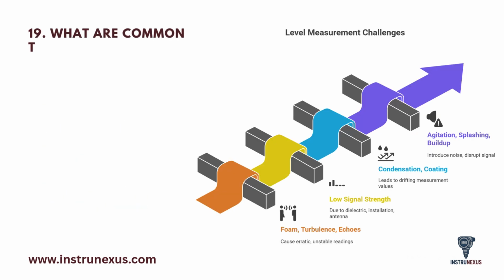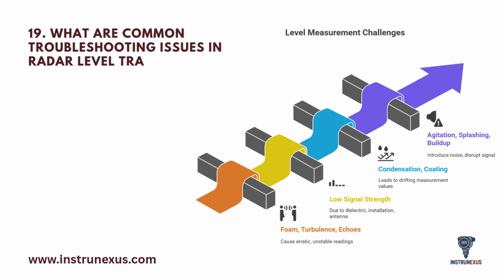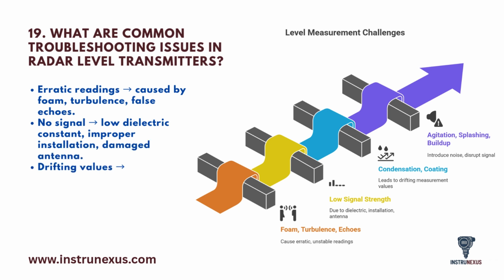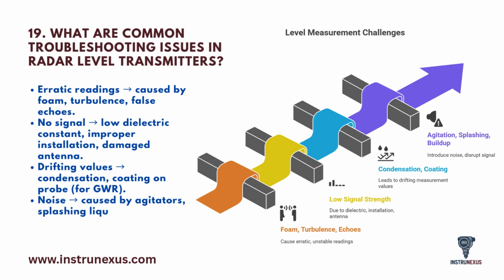What are common troubleshooting issues in radar level transmitters? Erratic readings caused by foam, turbulence, false echoes. No signal: low dielectric constant, improper installation, damaged antenna. Drifting values: condensation, coating on probe for GWR. Noise caused by agitators, splashing liquid, or buildup.